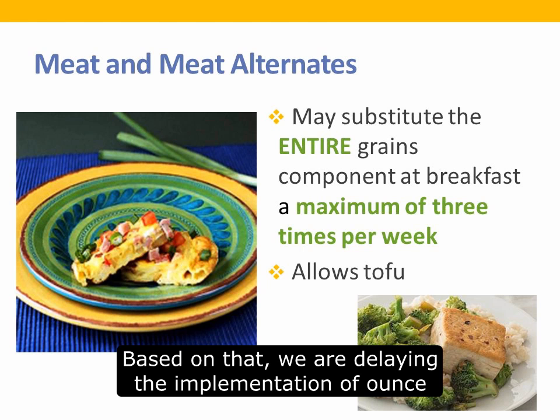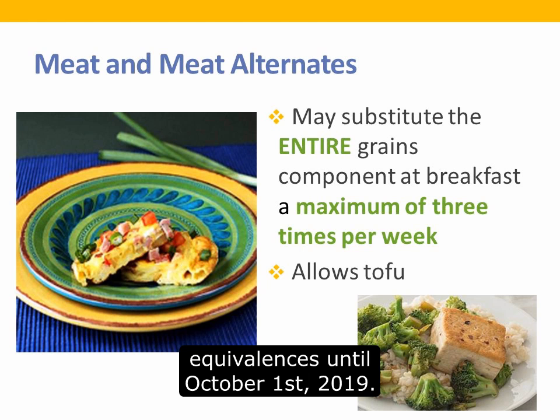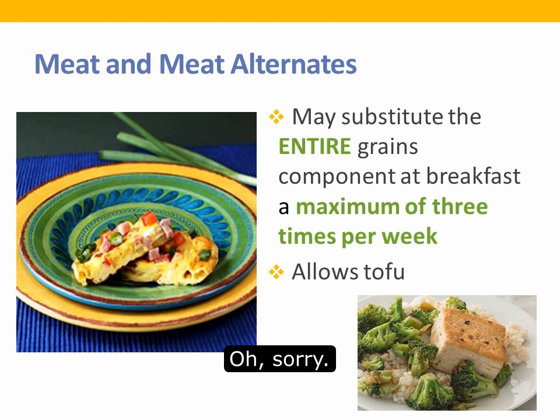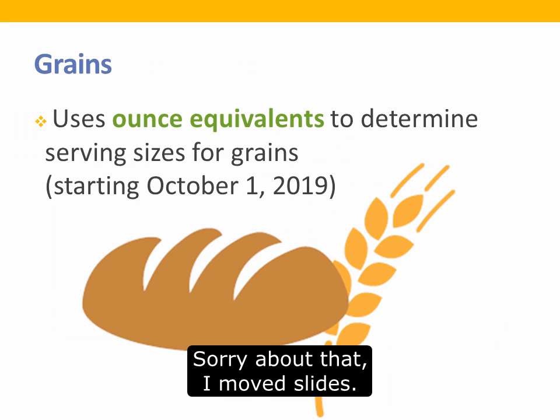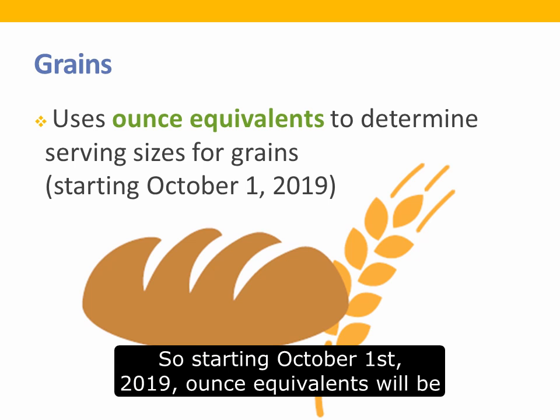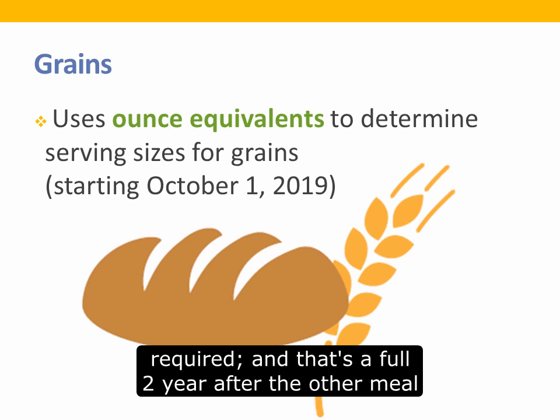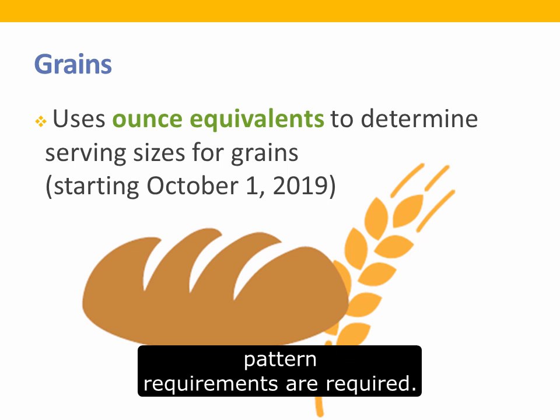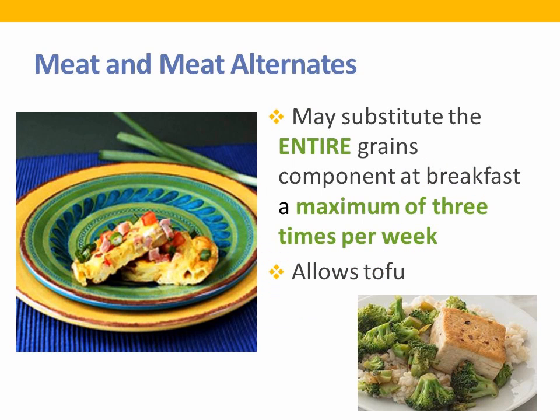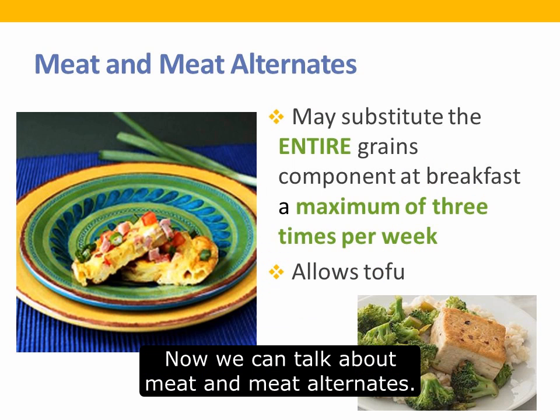Based on that, we are delaying the implementation of ounce equivalences until October 1st, 2019. Sorry about that, I moved slides. So starting October 1st, 2019, ounce equivalents will be required, and that's a full 2 years after the other meal pattern requirements are required. All right, now we can talk about meat alternates.